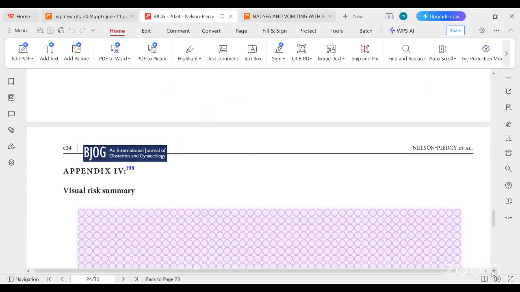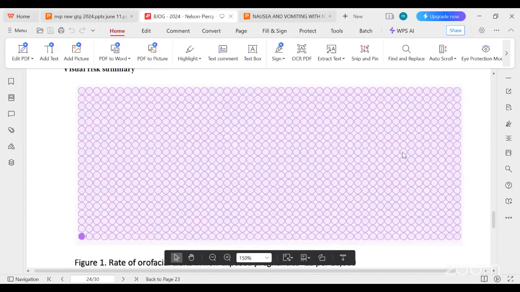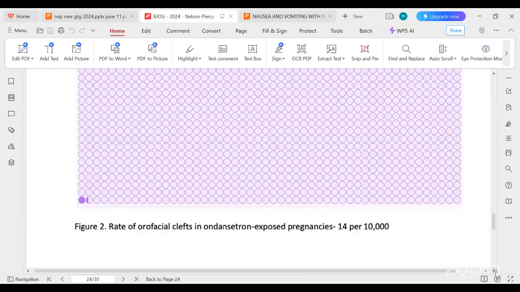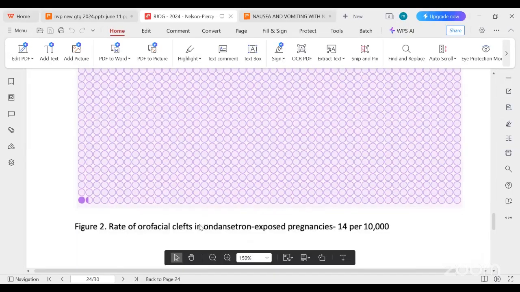So this is the visual risk summary. Among so many babies, only this dark purple baby will be affected with the orofacial defect if we are going to start with ondansetron. So if the patient is not exposed, the risk is 11 per 10,000, and if the patient is exposed to ondansetron, the risk is 14 per 10,000, which is very rare.